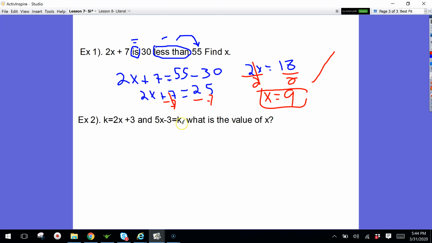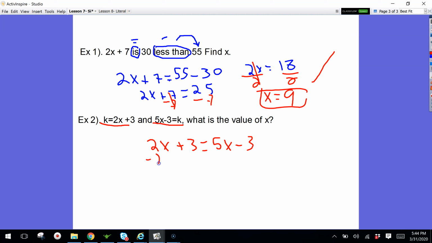And 5x minus 3 equals k. What's the value of x? This k here is just telling us that these two expressions equal the same thing. So if they equal the same thing, then they equal each other. We can set them equal to each other, and then we can go ahead and solve for x.